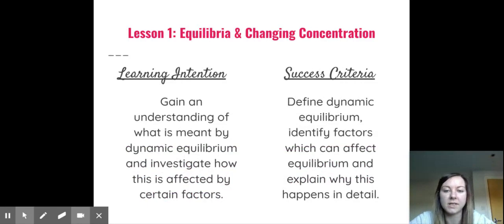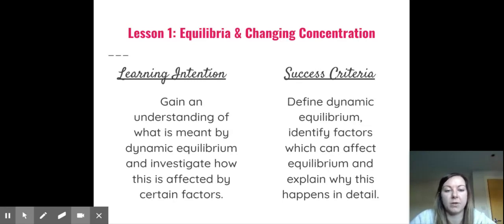So we wanted to, in this lesson, gain an understanding of what is meant by dynamic equilibrium and investigate how this is affected by different factors. Hopefully now everybody has a definition for dynamic equilibrium. That is a very, very popular multiple choice question. So if you know the definition off by heart, then you can immediately pick out the correct answer.